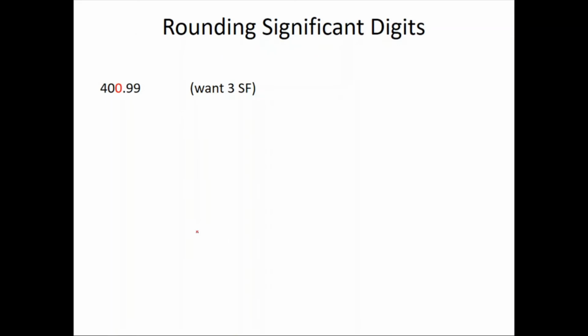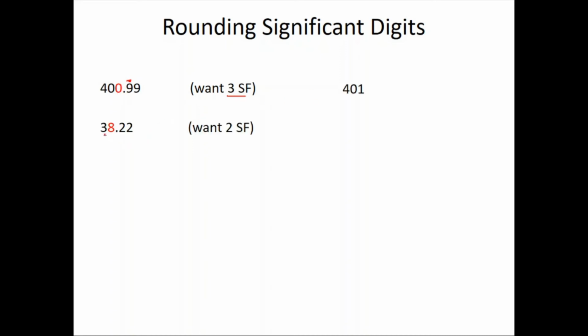Rounding in significant digits. How are we going to, for example, round this number to 3 significant figures? We want to have only 3 significant figures. So 1, 2, 3. Then look at the digit after the third digit. 1, 2, 3. We are going to concentrate on this digit. If this is 5 or bigger, then we are going to increase this one by 1. So this is going to be 401.